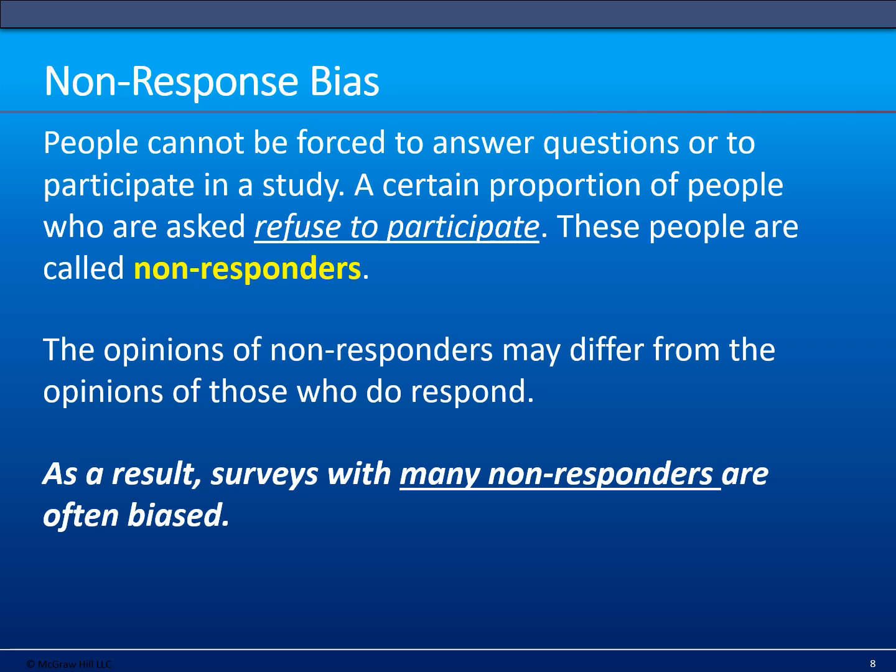Non-response bias. This is a tough one too. People cannot be forced to answer questions or to participate in a study. A certain proportion of people who are asked refuse to participate. These people are called non-responders. The opinions of non-responders may differ from the opinions of those who do respond. As a result, if a survey has a huge number of non-responders, then that survey may be biased because we may not be collecting an opinion that is based on the total population, and our non-responders are biasing our survey or our study.